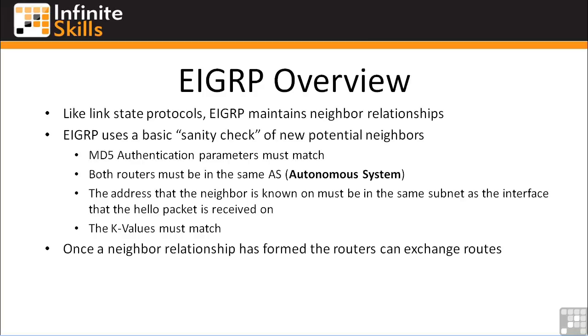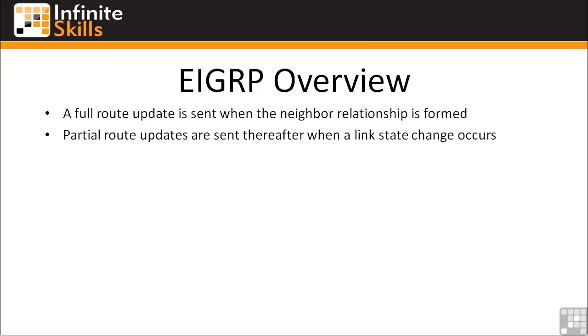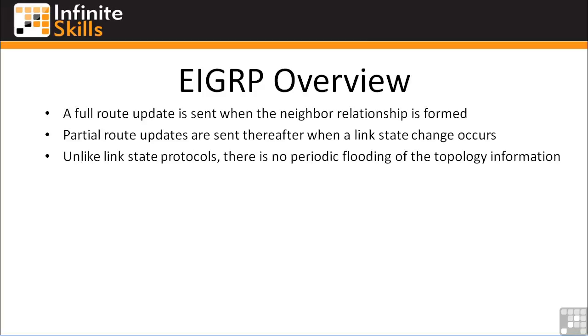So once an EIGRP neighbor has formed, the routers can then start exchanging routes. So what happens when we start exchanging routes? Well, a full route update is sent when the neighbor relationship is formed. Hey, here's my entire routing table. Here's everything you need to know about me. Partial route updates are sent thereafter when a link state change occurs, like link state routing protocols. However, unlike link state protocols, there's no periodic flooding of the topology information across all of the routers.